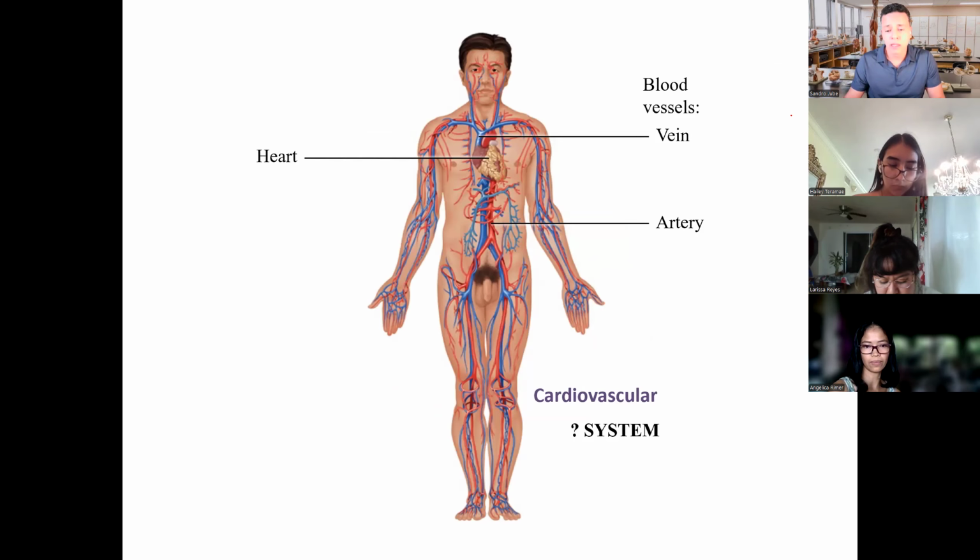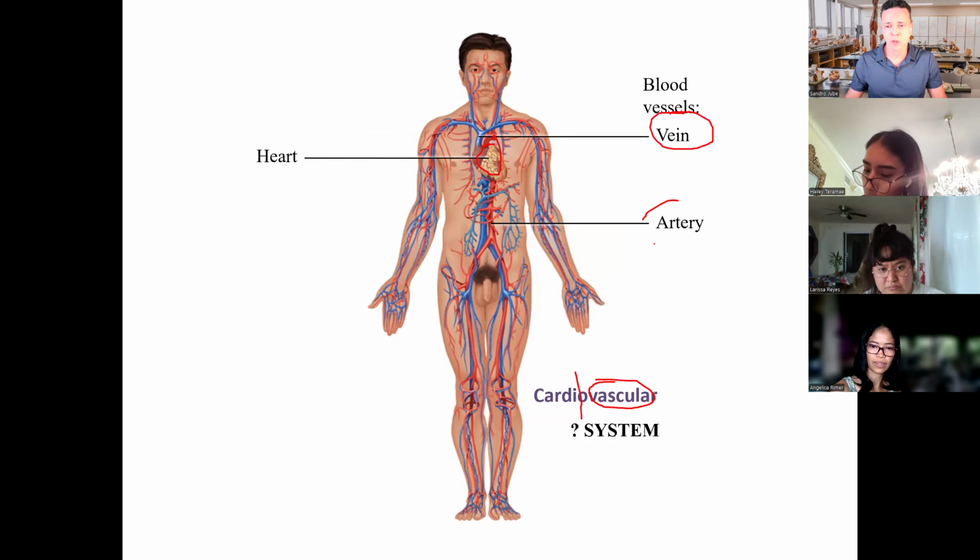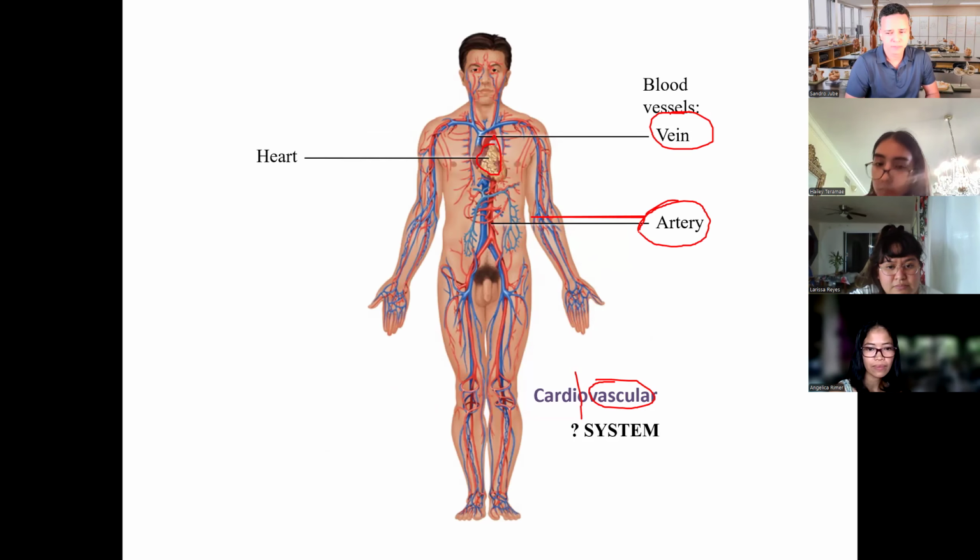Cardio is in relation to the heart. Vascular is in relation to the blood vessels. Now, we have 2 main types of blood vessels. We have the veins and we have the arteries. Can anybody tell me what is the difference between the 2? What is the difference between a vein and an artery?